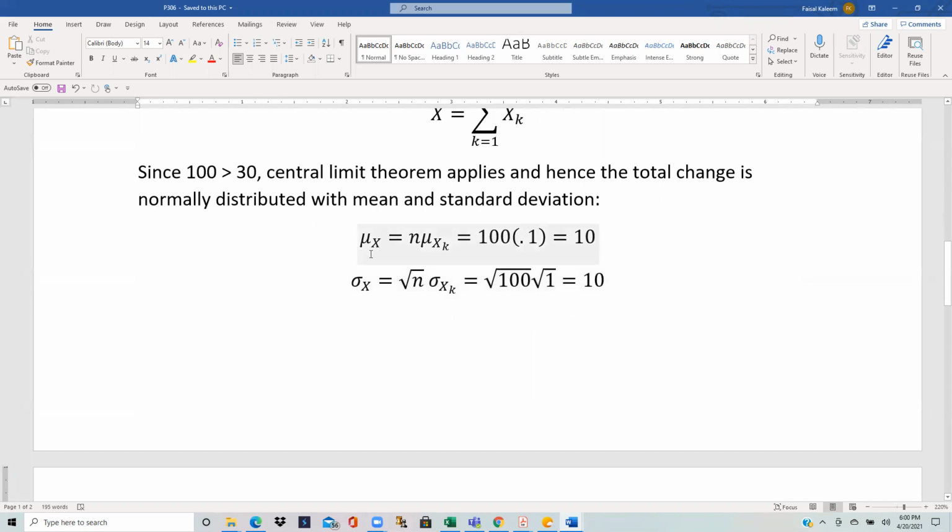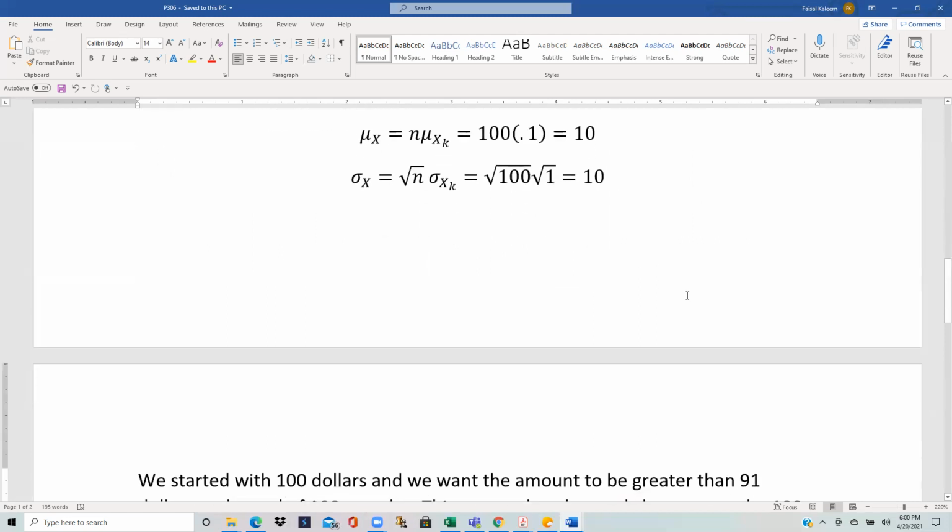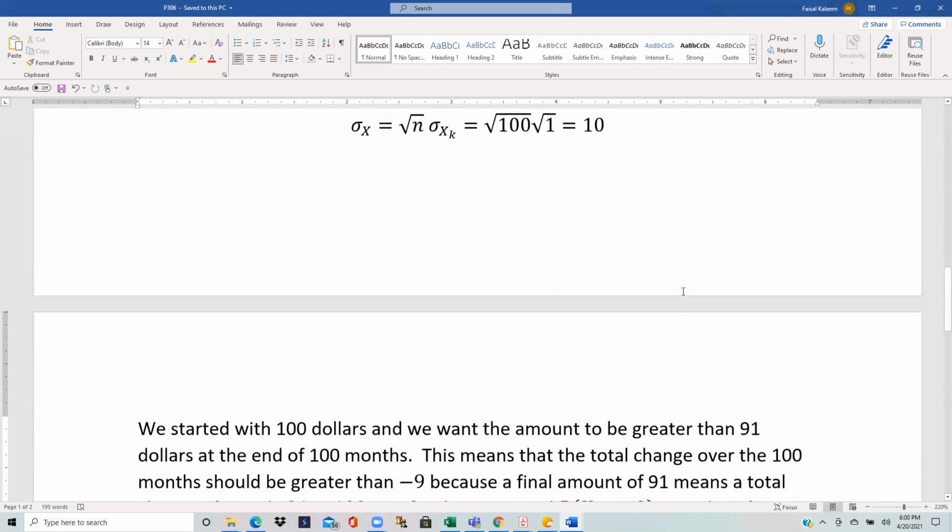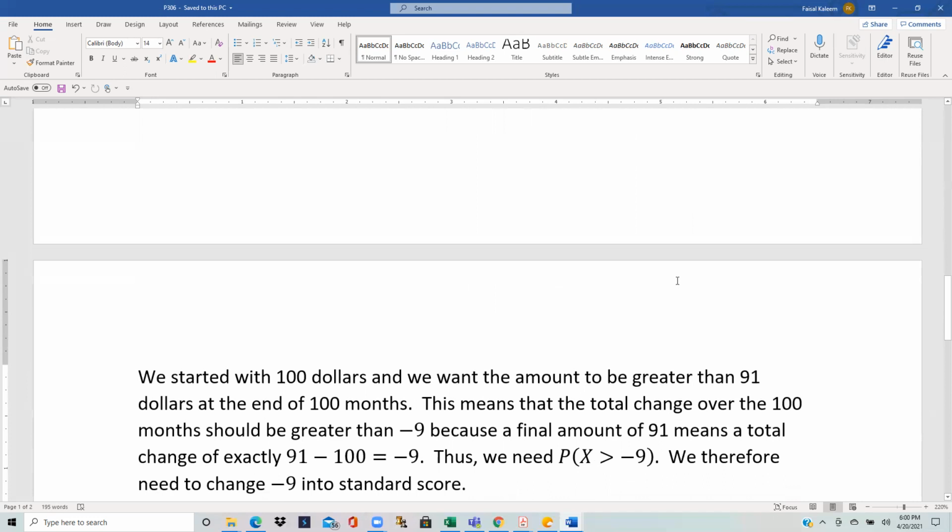So now we have the mean and standard deviation of the sum, which according to the central limit theorem is approximately normally distributed. And we can now use our normal formulas.